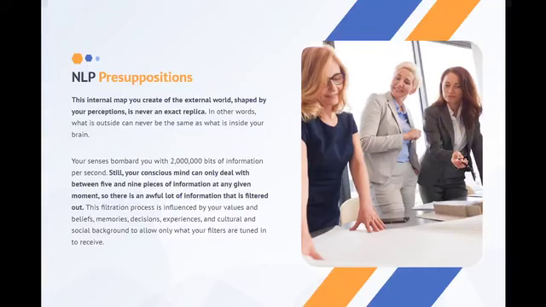Your senses bombard you with 2 million bits of information per second. Still, your conscious mind can only deal with between 5 and 9 pieces of information at any given moment, so there is an awful lot of information that is filtered out. This filtration process is influenced by your values and beliefs, memories, decisions, experiences, and cultural and social background, to allow only what your filters are tuned in to receive.